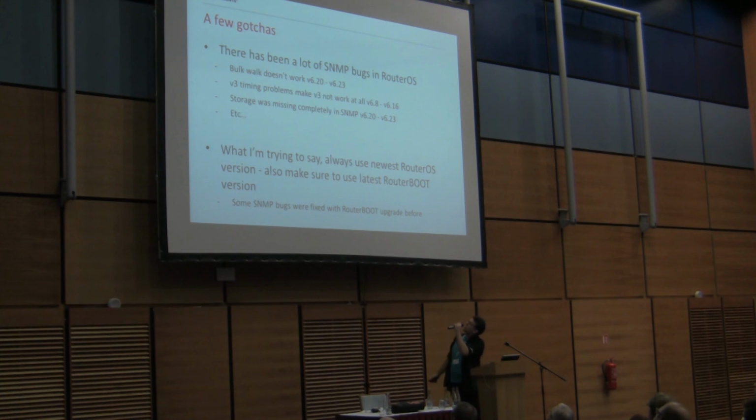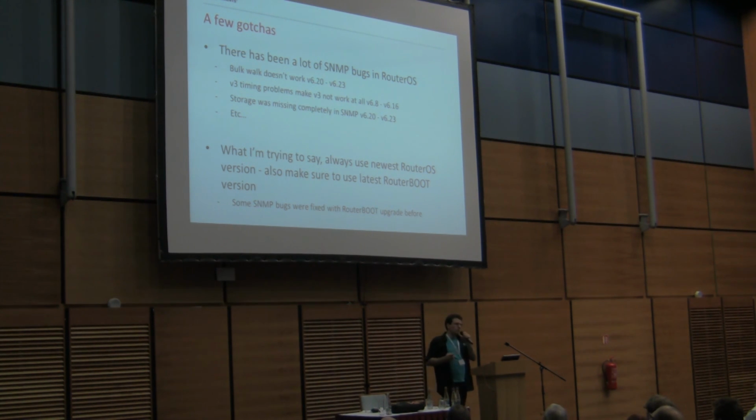Okay, so a few gotchas. There have been a lot of SNMP bugs in RouterOS. For example, bulk walk doesn't work in these versions. Version 3 timing problems make version 3 unusable on these versions. Storage was missing completely in SNMP in these versions. I could go on. But what I'm trying to say here is that you should always use the newest RouterOS version.